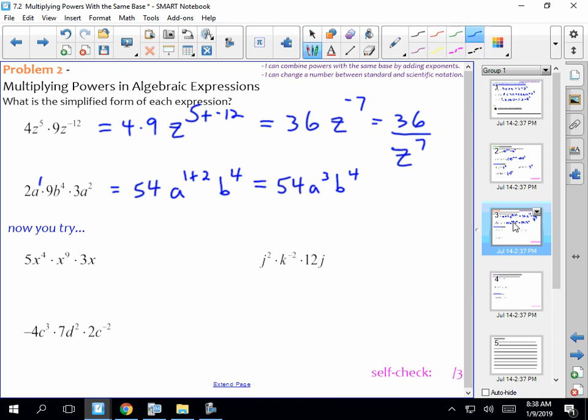And then don't forget the little unwritten 1 that you have on something like that first Now You Try. So go ahead and do the Now You Try problems, those 3. See if you can completely simplify those. Remember that no negative powers.